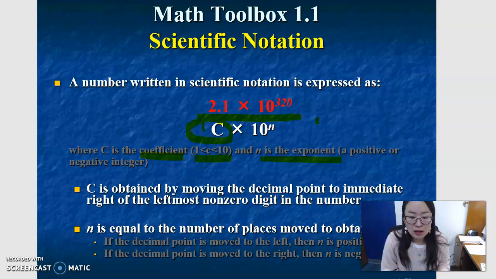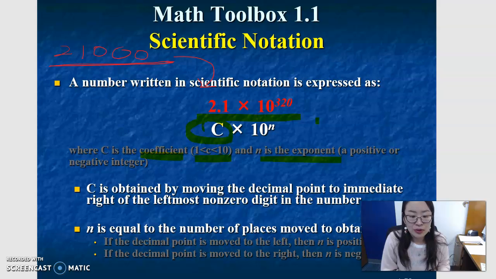And how do we get C for a big number? For example, if I have 2, 1, 0, 0, 0, such a big number like this. If I want to change this to scientific notation, how can I make sure the C part, the coefficient, is smaller than 10? Definitely this is 21,000, much bigger than 10. So what can I do to make this number smaller than 10?